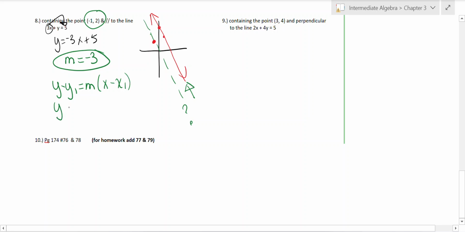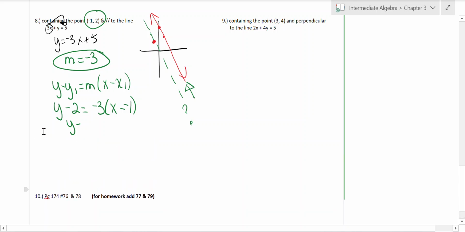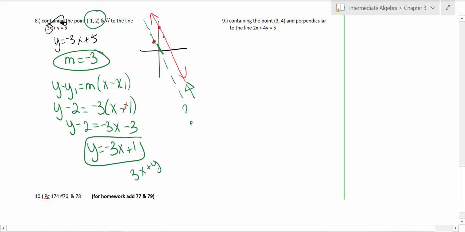So if we do y minus 2 equals negative 3 times x minus negative 1, y minus 2 equals negative 3x, make this double negative a positive, and then we get minus 3, y equals negative 3x plus 1. And if you look at that, that's kind of where it's at, right? It's hitting about plus 1, it's going through that point, it has a negative 3 slope, so that looks good. That's in slope-intercept form. If we wanted it to be standard, we'd add over the 3x.